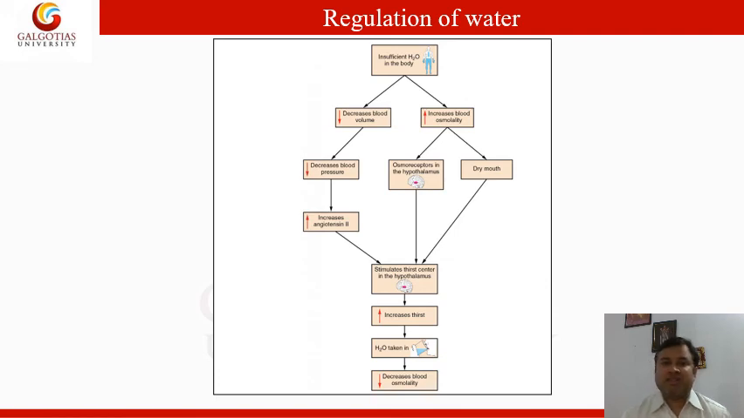The second mechanism: when a deficiency of water occurs, it increases the blood osmolarity. Blood osmolarity is the concentration of the blood. So when water deficiency occurs, the concentration of the blood increases, that is, osmolarity increases. As a result, dry mouth occurs and osmoreceptors are activated in the hypothalamus. Both actions combined stimulate the thirst center in the hypothalamus. As a result, thirst increases, water is taken in, and blood osmolarity decreases. In this way, water is balanced inside the body.